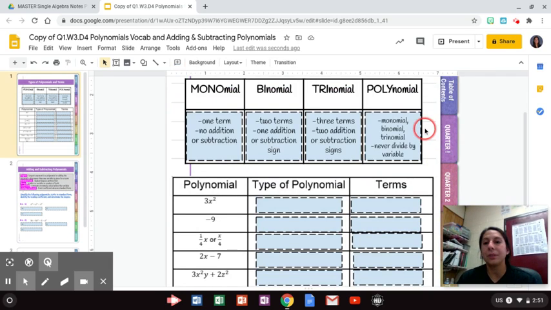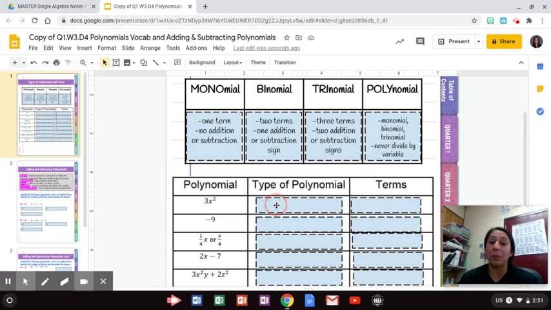Okay, so now that we have all this typed in, we're going to go ahead and look at different polynomials that we have down here. We're going to label the type of polynomial it is, and then list out its terms. So this first one right here, you'll notice that it says 3x squared. There is no addition and no subtraction. So that means that it cannot be a binomial or a trinomial. It only has one term.